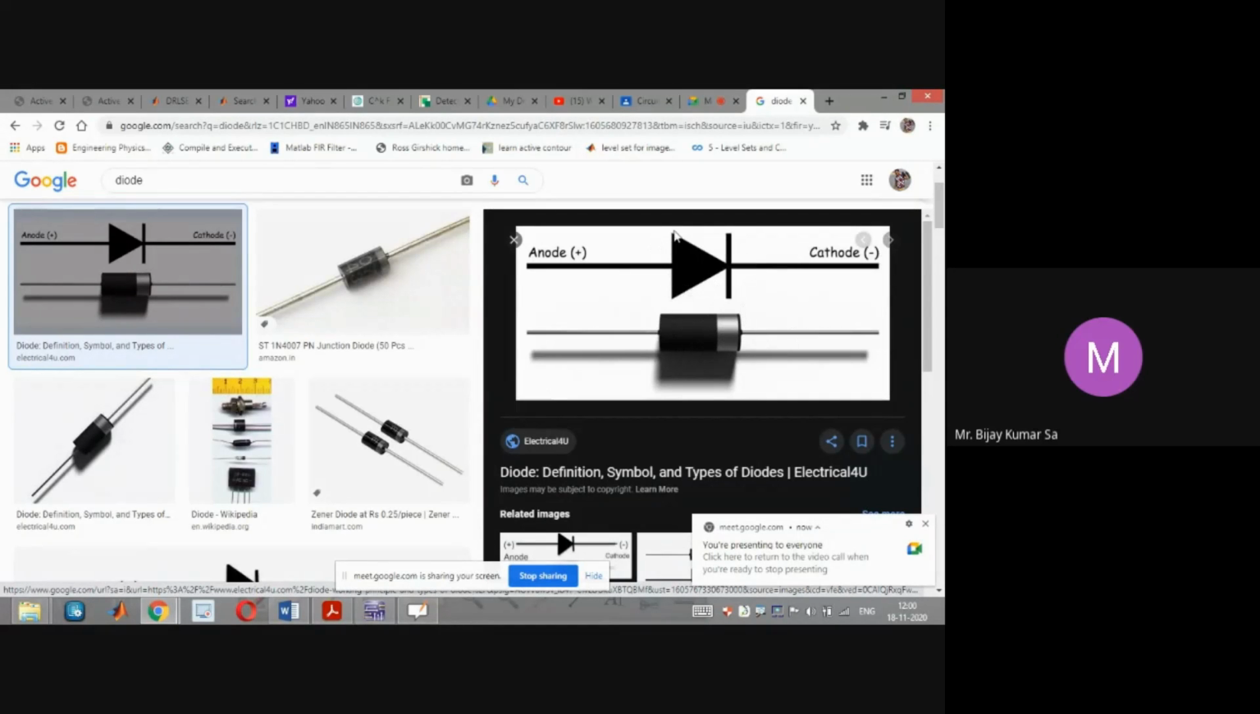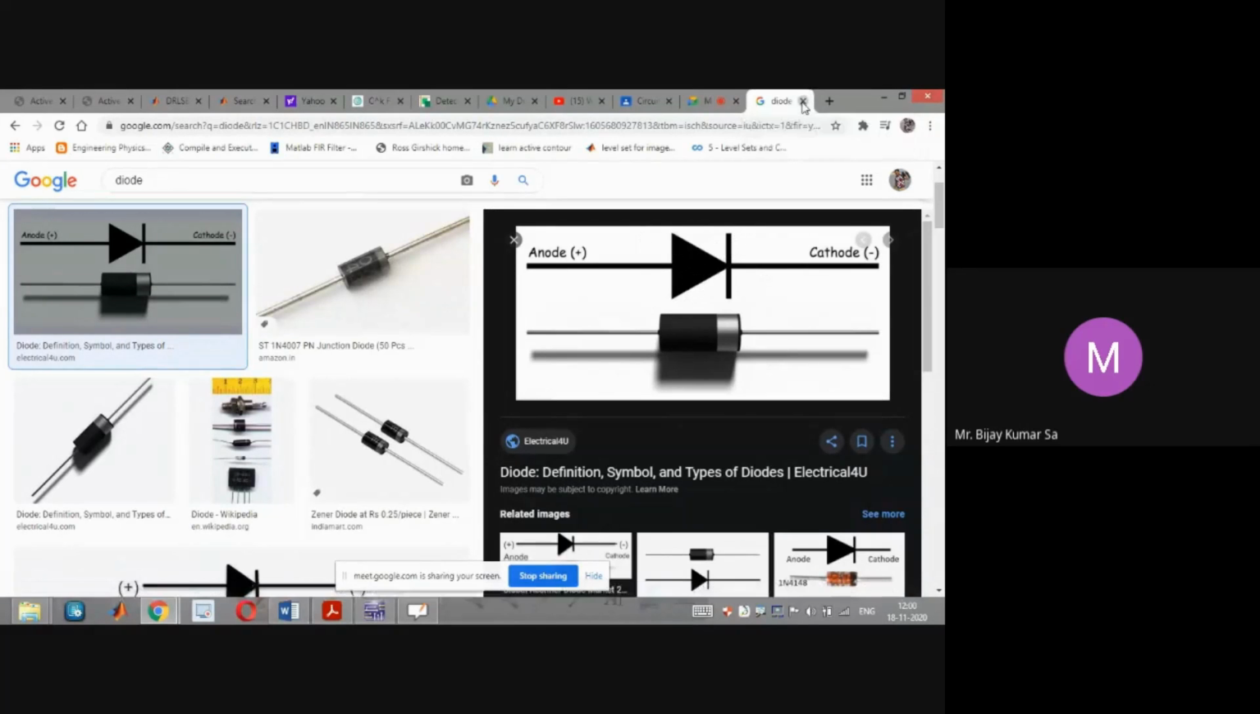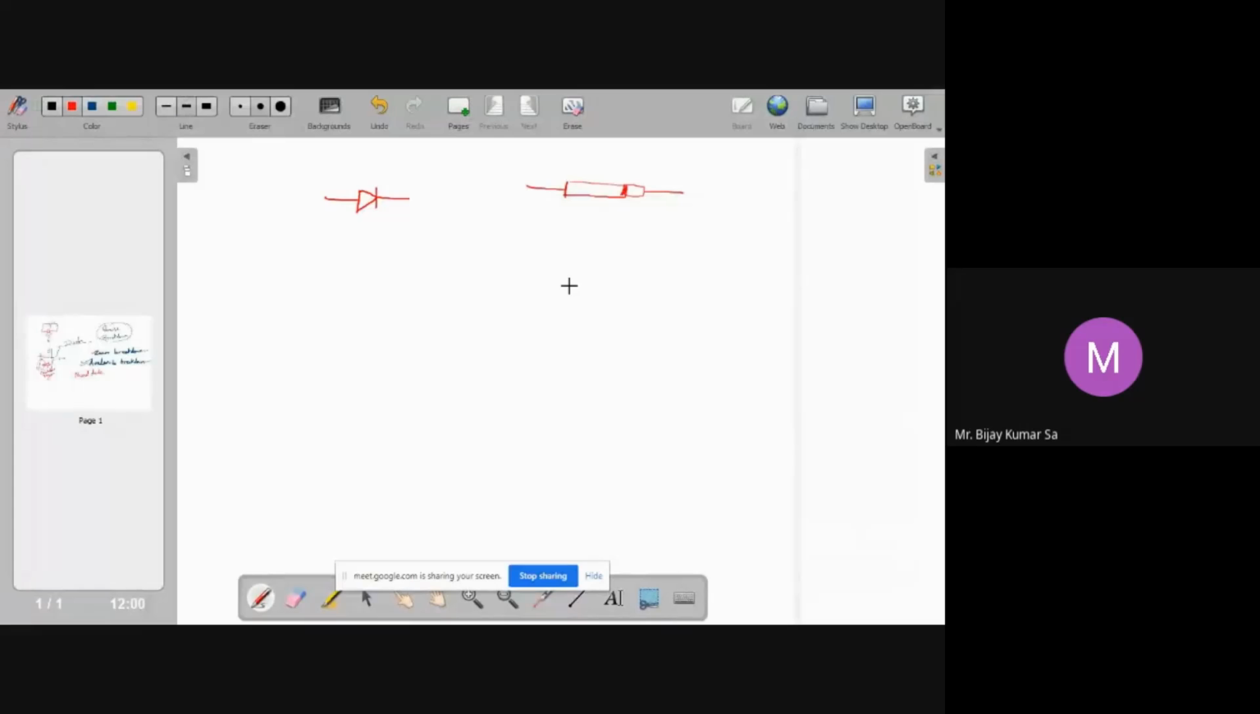But this is a symbol for the diode. Whenever you refer to a circuit in which the diode exists, you do not use the physical representation; you use this kind of representation in a circuit. So this is the circuit symbol of a diode. This is the P side, this is the N side, or otherwise you can say this is the anode side and this is the cathode side. So this is for a normal diode.